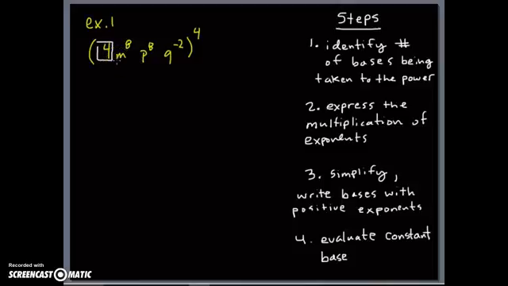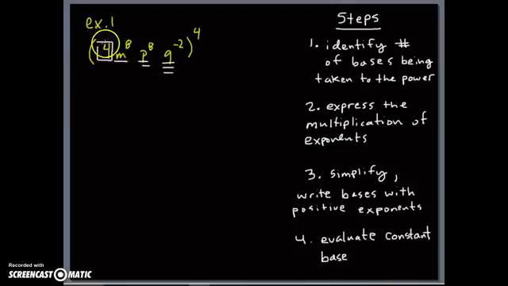So we've got 4 bases, and 3 of them are variable bases. So m, p, and q. Now our second step is to express the expression with the multiplication of our exponents.